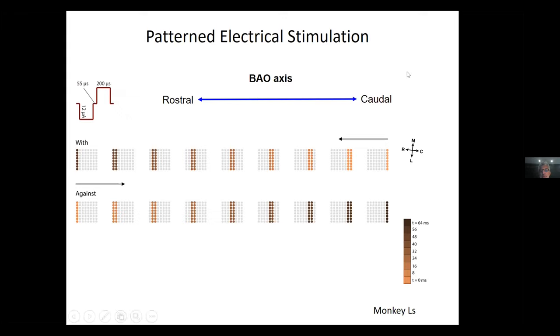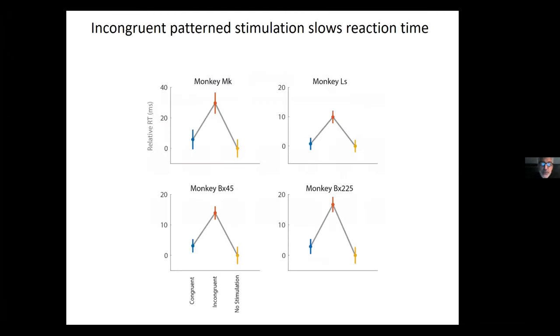So we either delivered the pattern congruent with the natural propagating pattern or against the natural pattern. So now we're delivering stimulation on the left set of electrodes and shifting these electrode stimulations to the right, so now propagating against the natural pattern we see with the local field potentials. To make a long story short, we found that if we deliver this stimulation in a congruent fashion, shown in these blue points, we see no effect on reaction time.